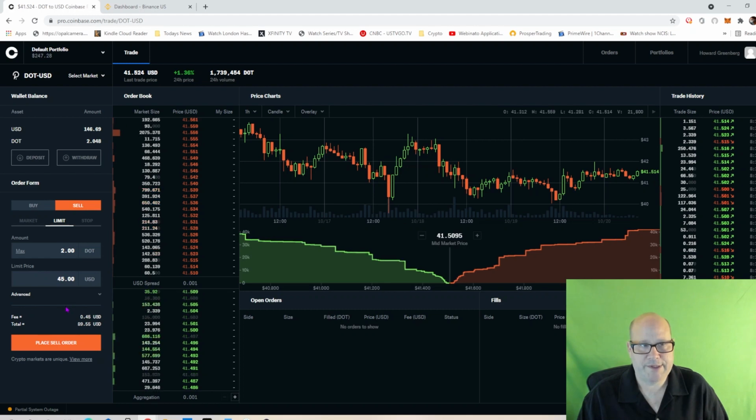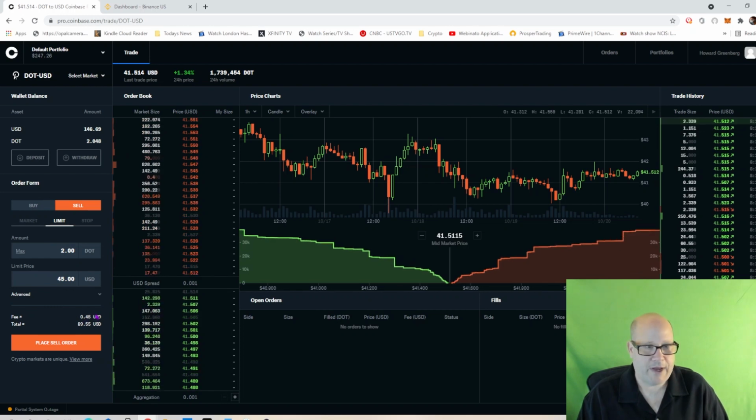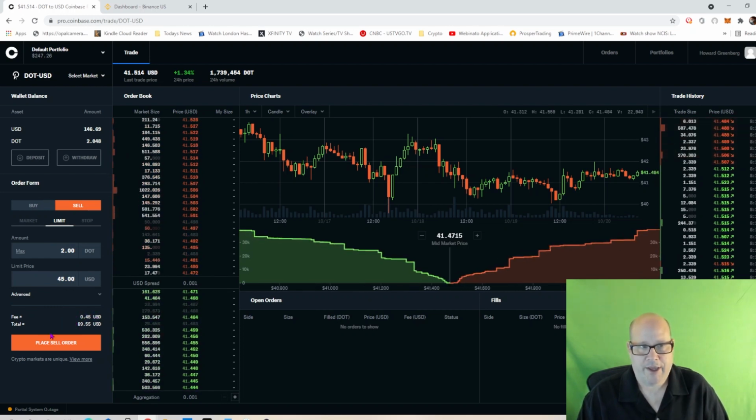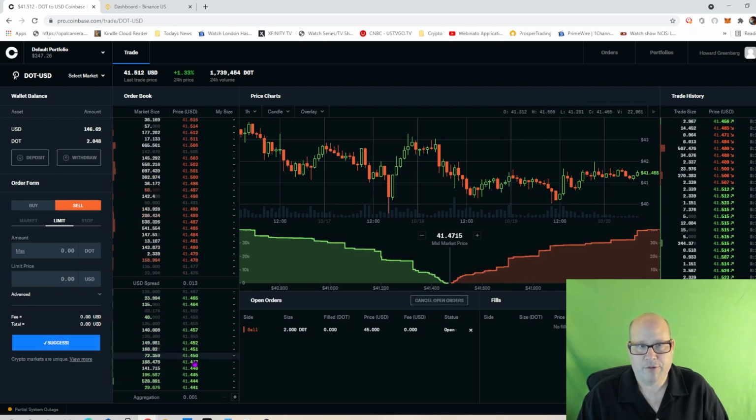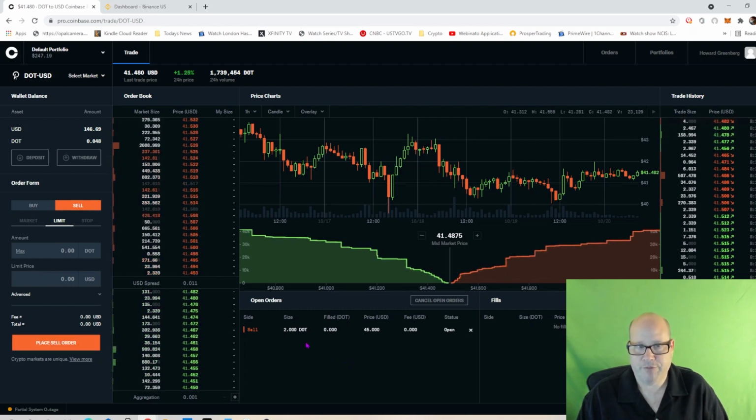As you can see, I have filled that all out here on the order form, and it's going to cost me about 45 cents to do this trade. If I hit this button right here, the order loads up into my open orders. Now keep in mind, this has not completed yet. As you can see, I have a sell order for 2 Polkadot.